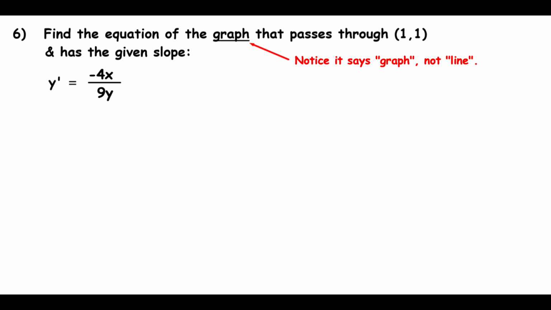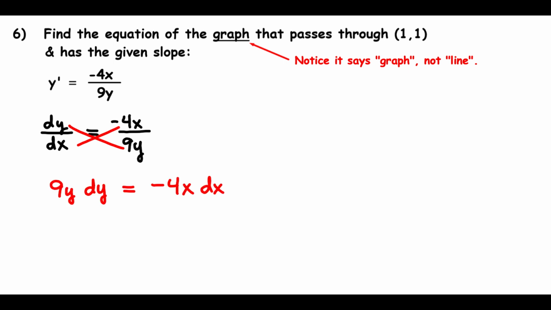First things first, I need to get things rewritten and variables separated. So y prime, of course, is the same as dy dx. I'll copy the other side as is. I immediately notice that cross-multiplying will not only get rid of fractions, which it always does, but it's also going to separate the variables. The y's and dy's will be together, and so will the x's and the dx's. So that is fantastic. All right, we're ready to go. Let's integrate.